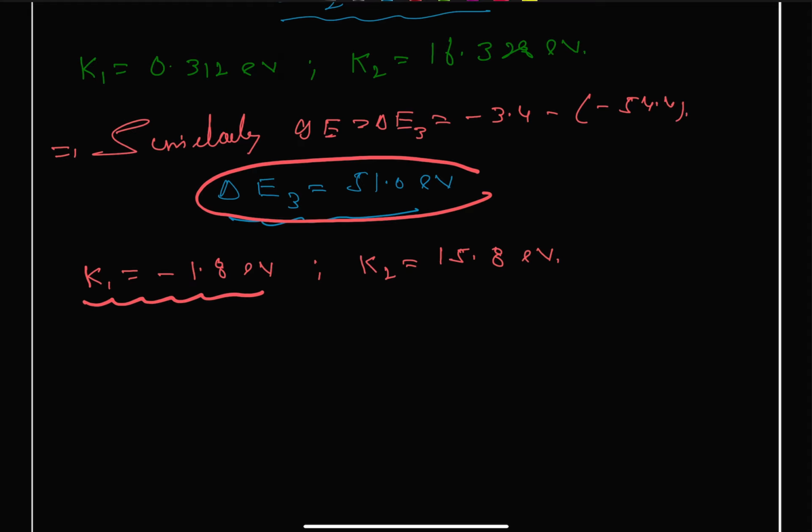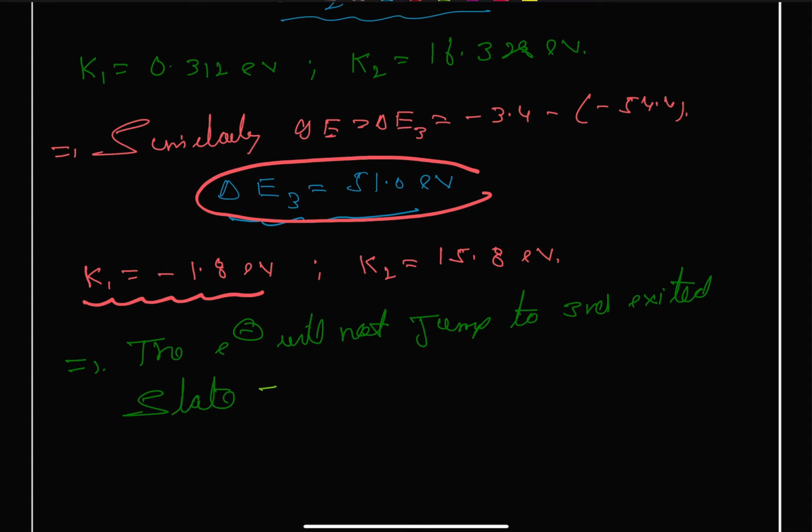So that means, which basically means that electron will not jump to third excited state. You can say that electron will not jump to third excited state, or we can say value of n is equal to 4.